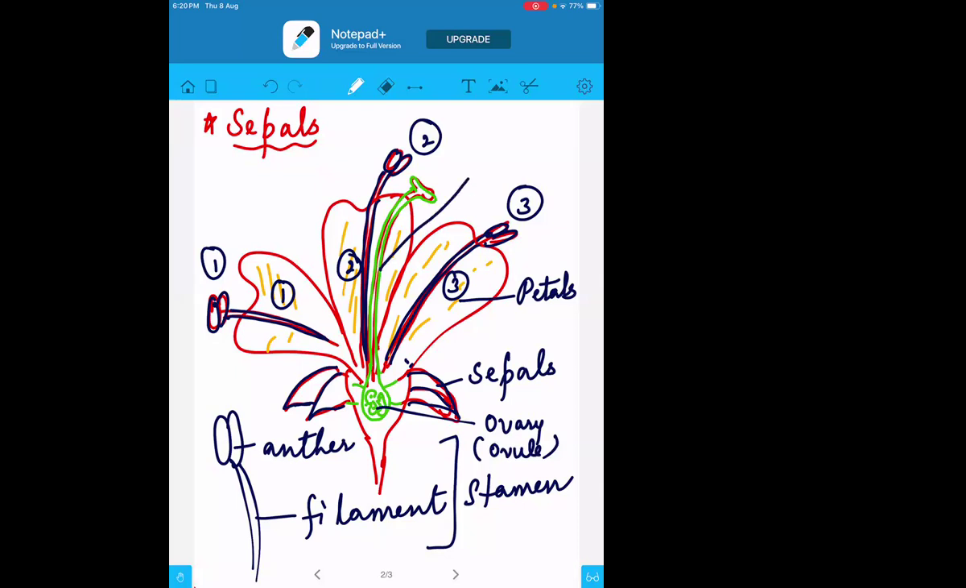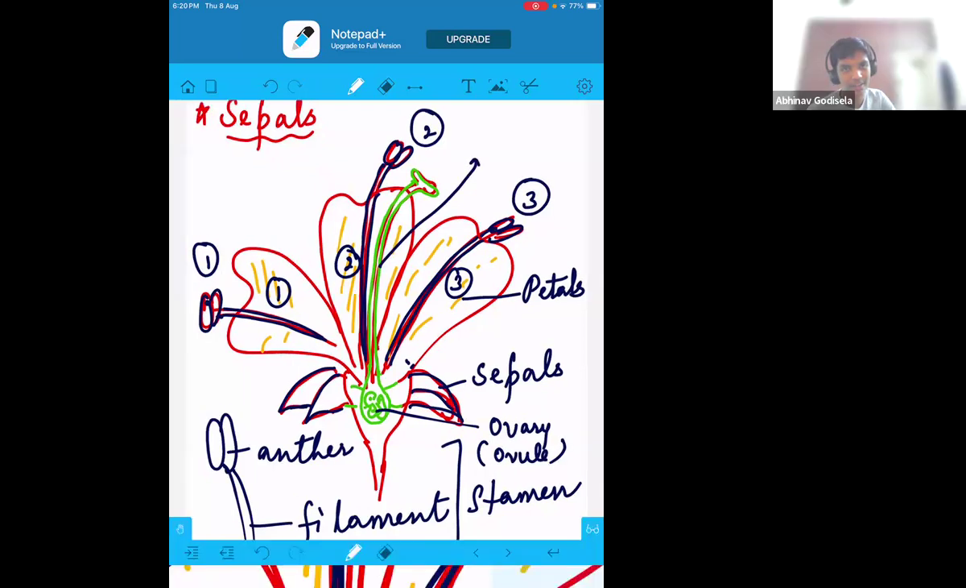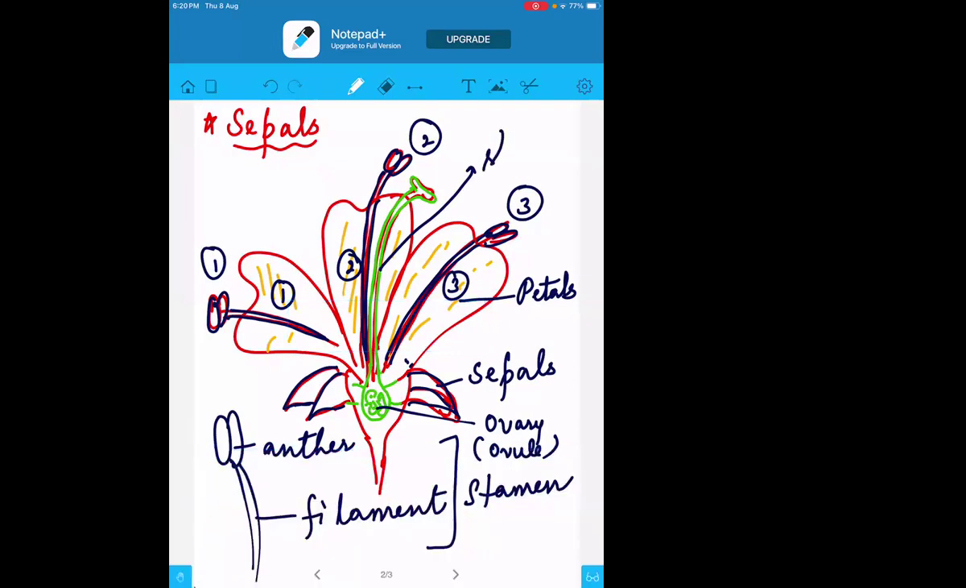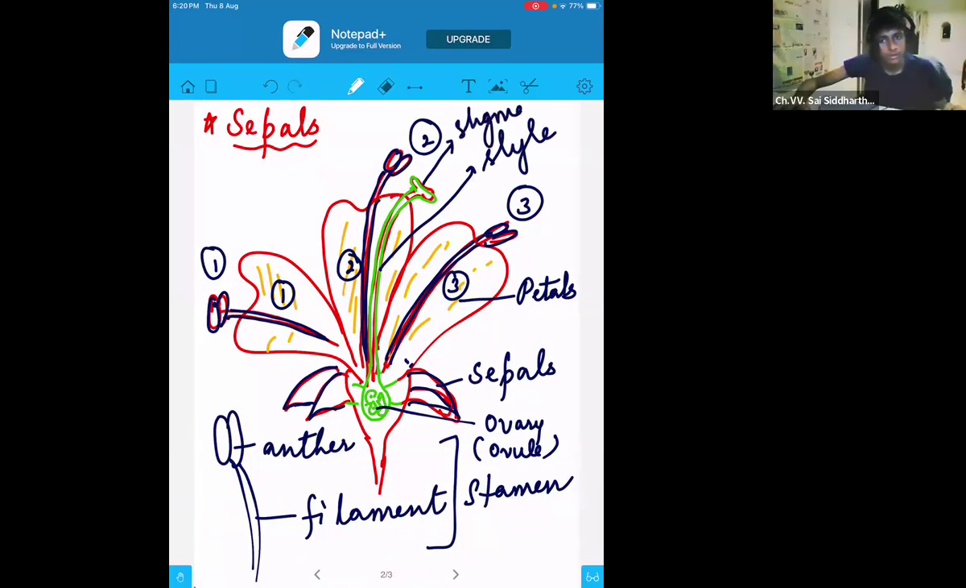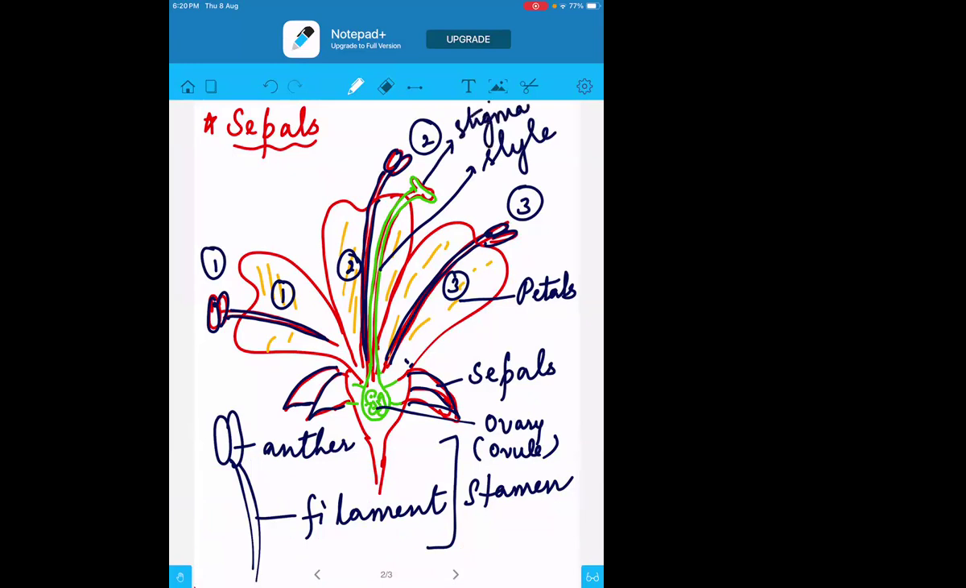And what is the center part called? Style. Correct, Abhinav. So it is called style, and the upper part, which is sticky, that is called stigma. Fine, it is called a stigma.